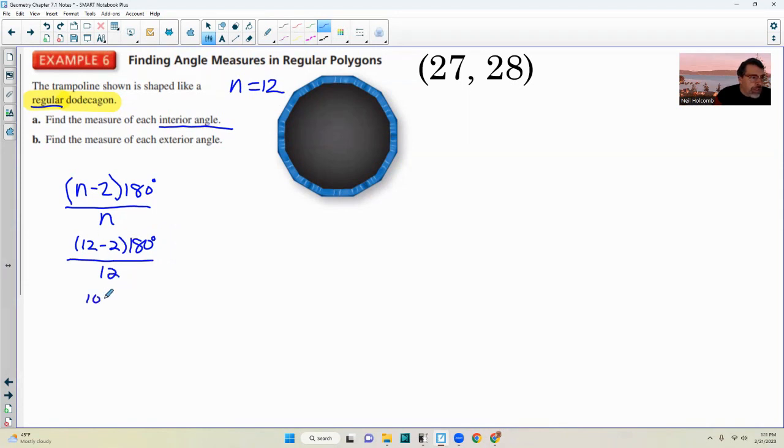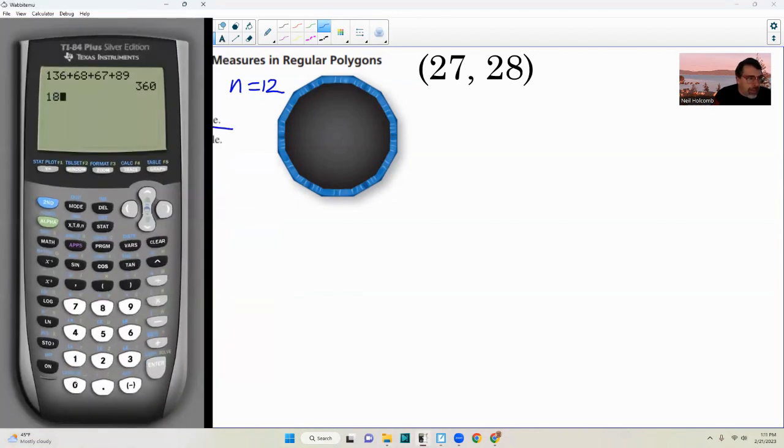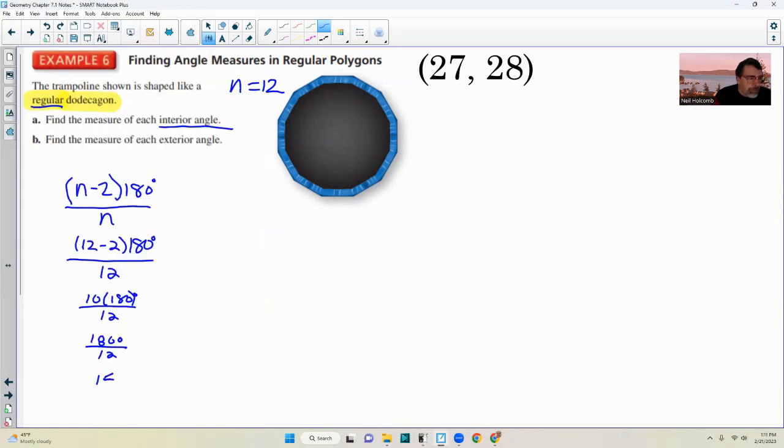12 minus 2 is 10 times 180 degrees over 12. And that will be 1,800 divided by 12. And just for time sense, 1,800 divided by 12 is 150 degrees. So that's the measure of each interior angle because they add up to 1,800 degrees.